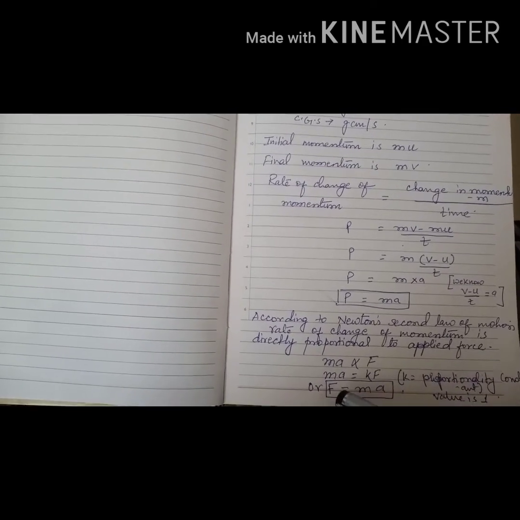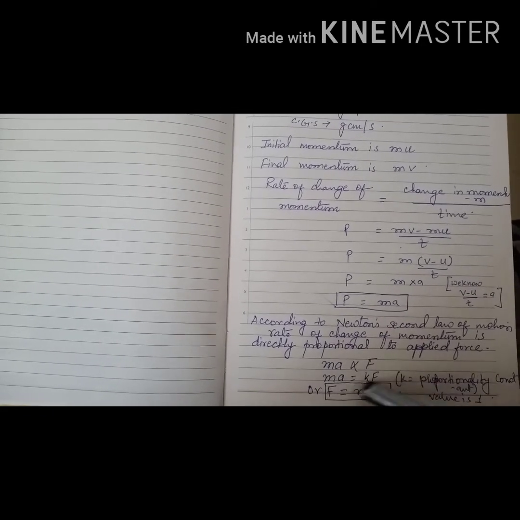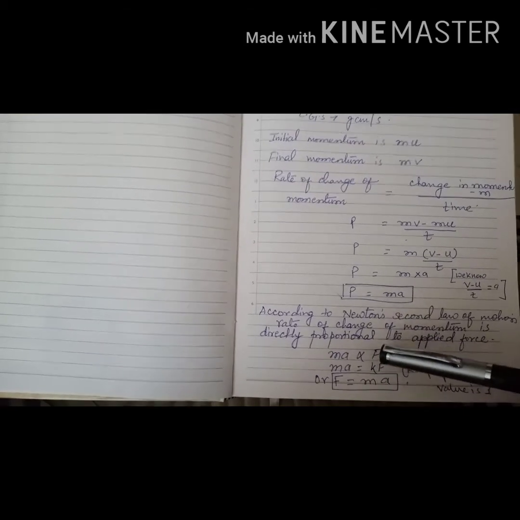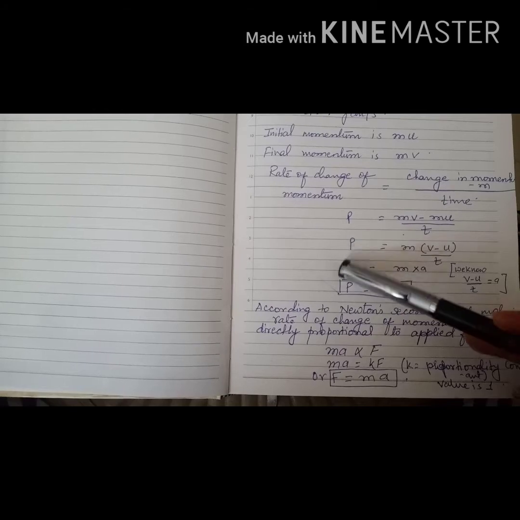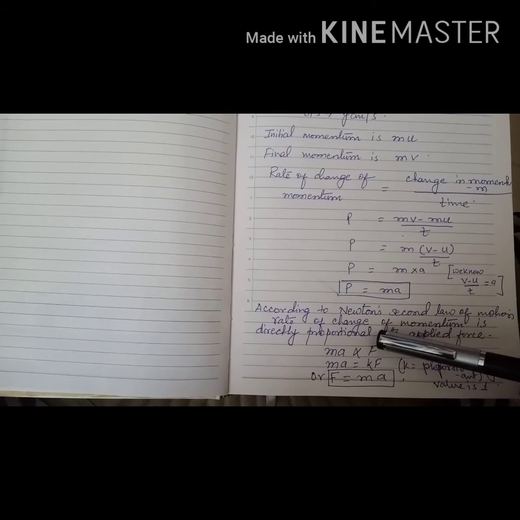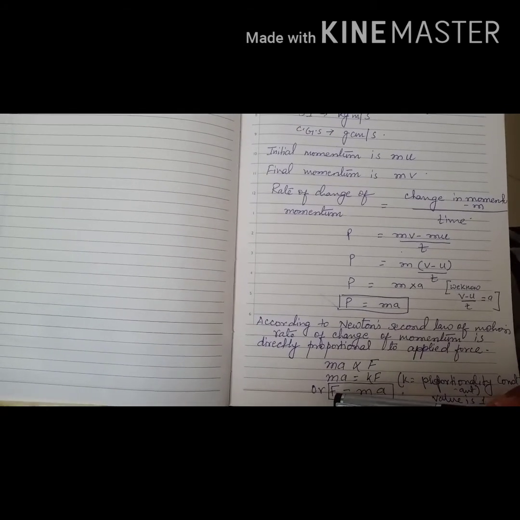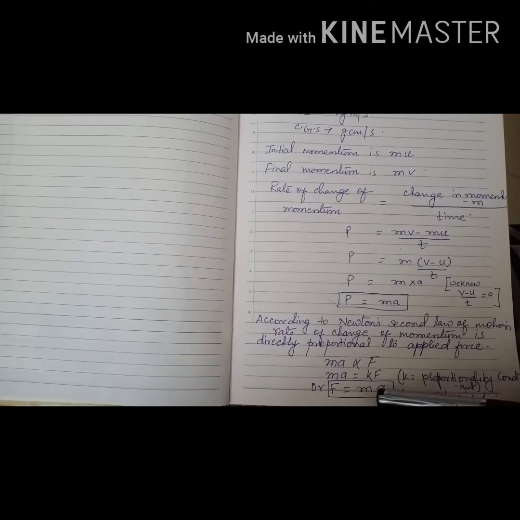I have rearranged and written F equals ma. So this is your second law of motion. You have to remember the definition: rate of change of momentum is directly proportional to the force applied, and through that we get the second law equation of motion, that is F equals ma.